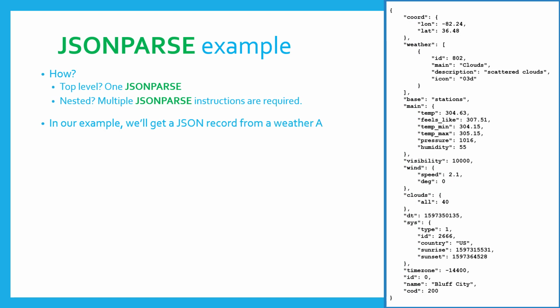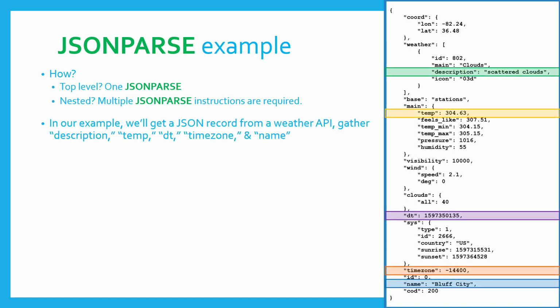In our specific example, which we'll show you in ladder logic, we're going to extract some data from a JSON record provided by a popular weather API. And we're going to use that data to make a weather report for a certain city. We'll get that JSON record using a Do-more BRX HTML command. Ultimately, we will extract description, temp, date, time zone, and name, as here are all highlighted.